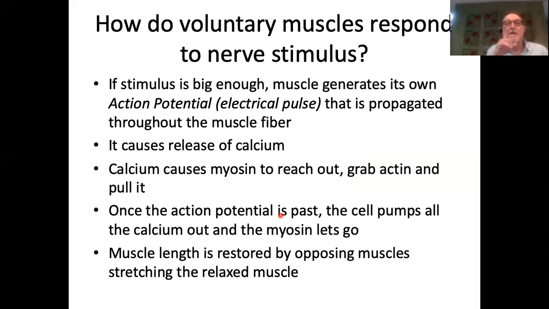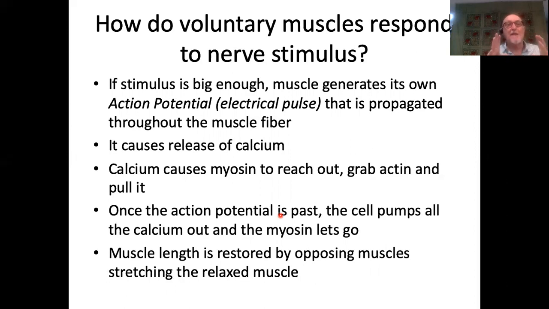If that stimulus is big enough, the muscle generates its own action potential, and that is propagated through the whole muscle fiber. And remember, in voluntary muscle, they're huge big cells without cross walls. So the action potential runs very quickly through the whole cell. It does something very specific. And I want to remind you, I did tell you about this before, in muscle cells the endoplasmic reticulum is highly specialized. It's called sarcoplasmic reticulum, and it's a store of calcium.